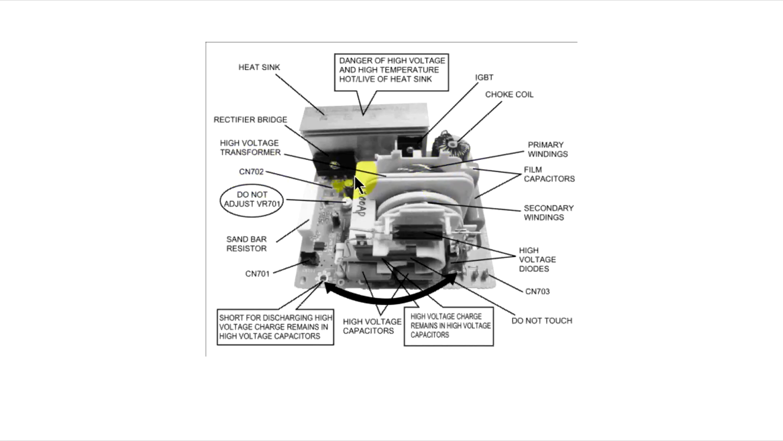Okay, I found this interesting drawing here on the internet. It shows some details of the transformer. The primary windings, secondary windings, then CN703, that's the output for the filament, the high voltage diodes, and also to the left here, don't adjust the little trim pot. And then there is CN701, that's the connector for the control signal and feedback signal.